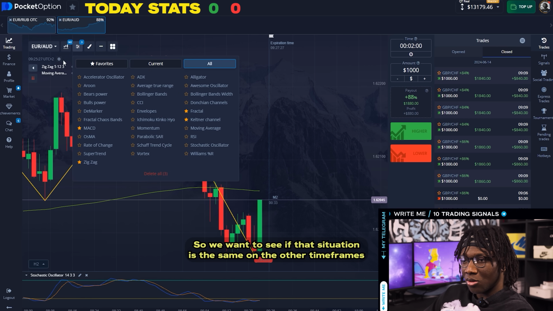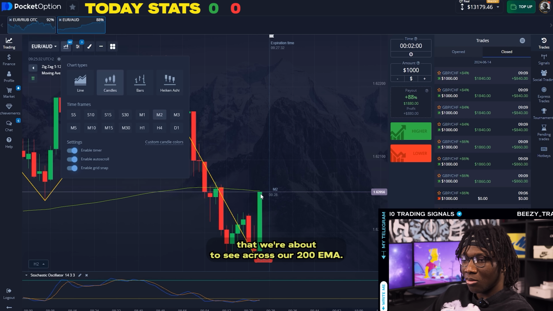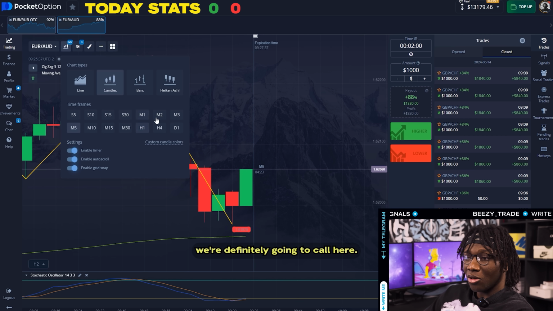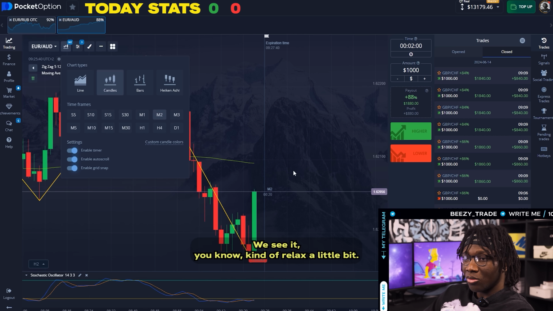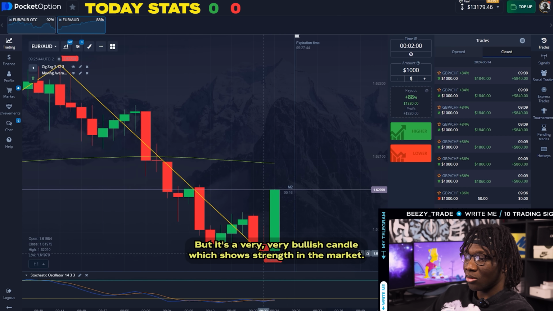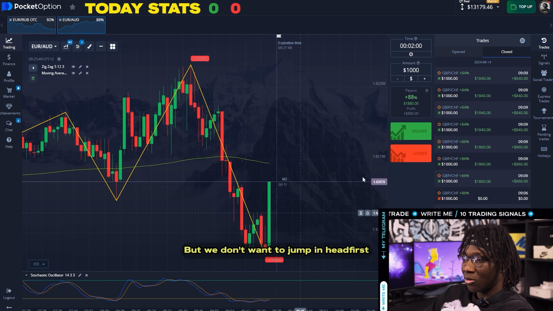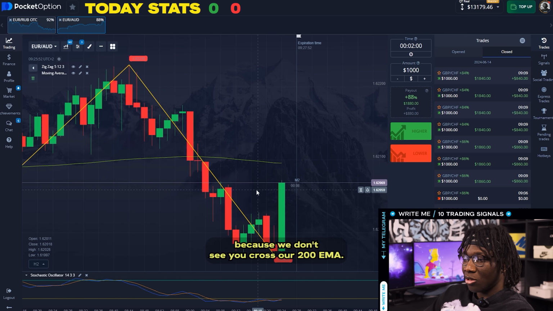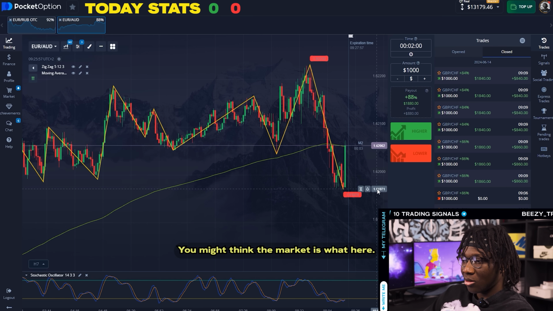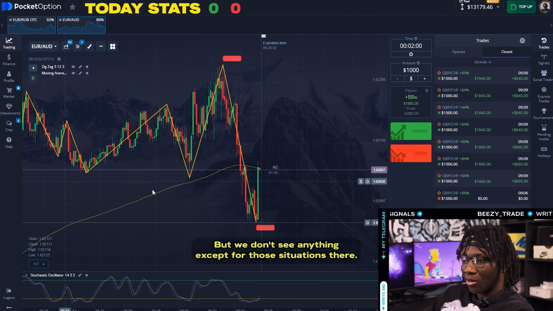So we want to see if that situation is the same on the other time frames. Now we're about to see it cross our 200 EMA. If we see that cross our 200 EMA, we're definitely going to a call here. But we see it kind of relax a little bit. But this is a very, very bullish candle, which shows trends in the market. But we don't want to jump in head first, because we don't see it cross our 200 EMA. We might think the market is here, and we don't see anything except for those situations there.